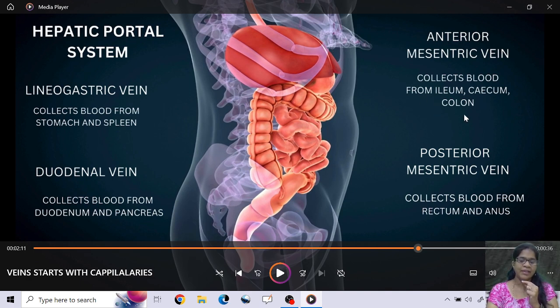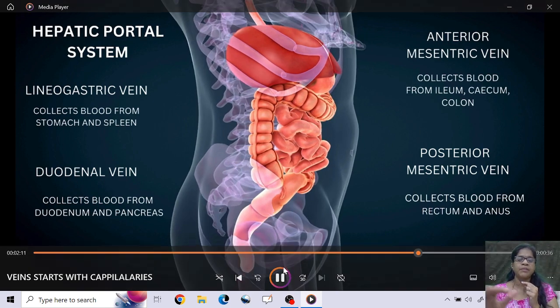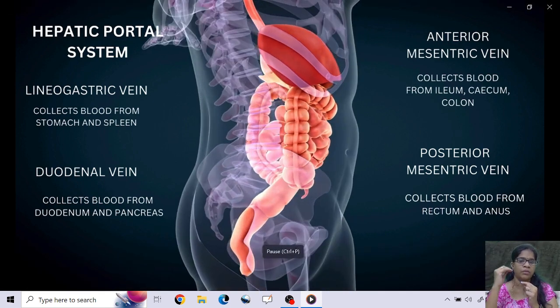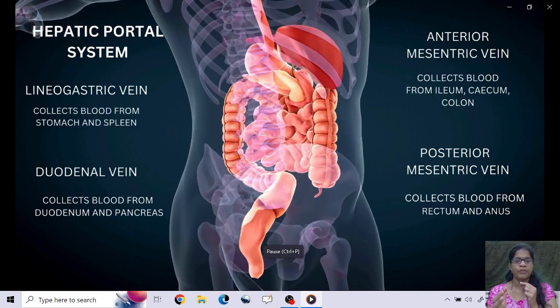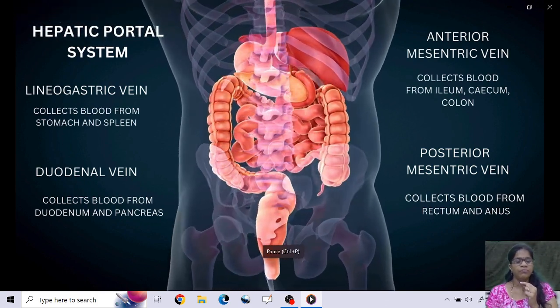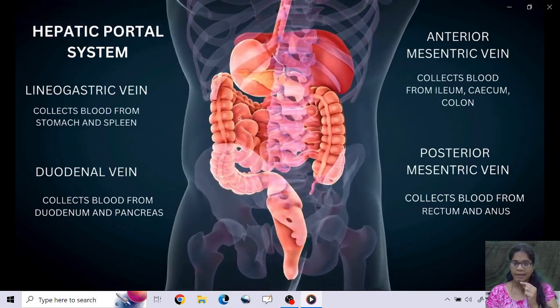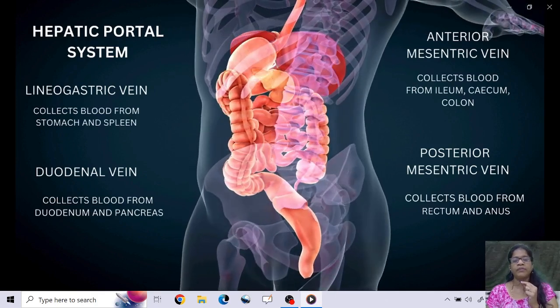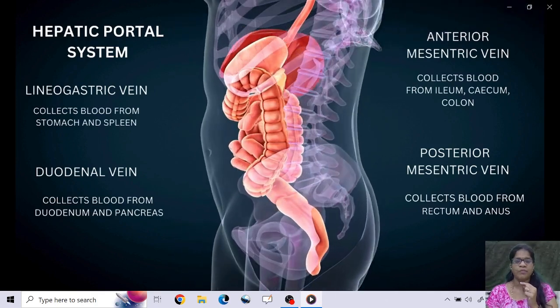Anyway, in the digestion part, I will be covering all these things. These are all the mesenteric veins, anterior mesenteric and posterior mesenteric, which collect blood from the whole gastric part, the whole digestive part of your system. Okay, please be aware of it. So these are all the hepatic portal system. So hope you are clear with the hepatic portal system and the system of vena cava.